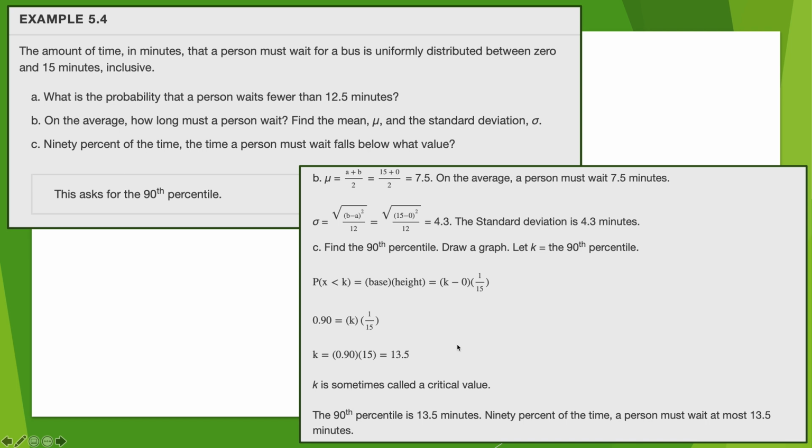Sometimes they use the terminology k is the critical value. It gets you the percentile. So the 90th percentile is 13.5 minutes. It sounds very confusing, but it's really pretty simple. Each probability is 1/15. If I take that and multiply it by this value that gets me 0.9, then all I have to do is divide both sides by 1/15, which is the same as multiplying 0.9 by 15. And that gets me a critical value of 13.5, and that says the 90th percentile is at 13.5 minutes. 90% of the time, a person will wait 13.5 minutes or less.